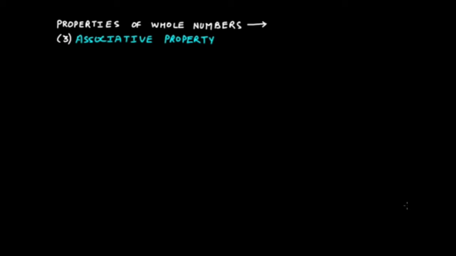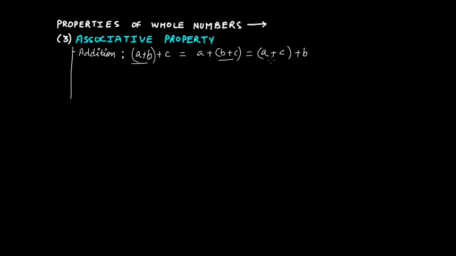So after learning the commutative property, now it's the turn of the associative property, and let's jump straight into the addition of whole numbers. For addition of whole numbers to follow the associative property, that would mean: is it possible that A plus B grouped together, plus C, is equal to A plus B plus C with B and C grouped together, is equal to A plus C grouped together plus B? You can see that first we group A and B together, then B and C together, and then A and C together. Is it possible for them? So let's check with an example.